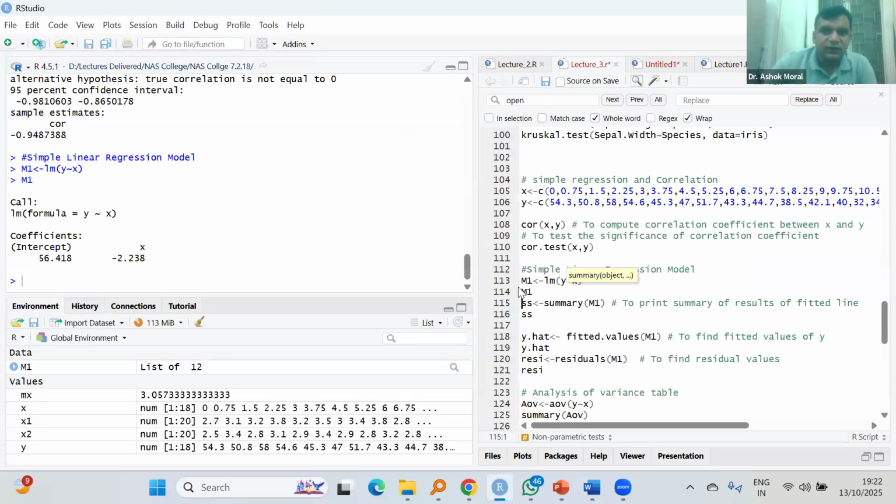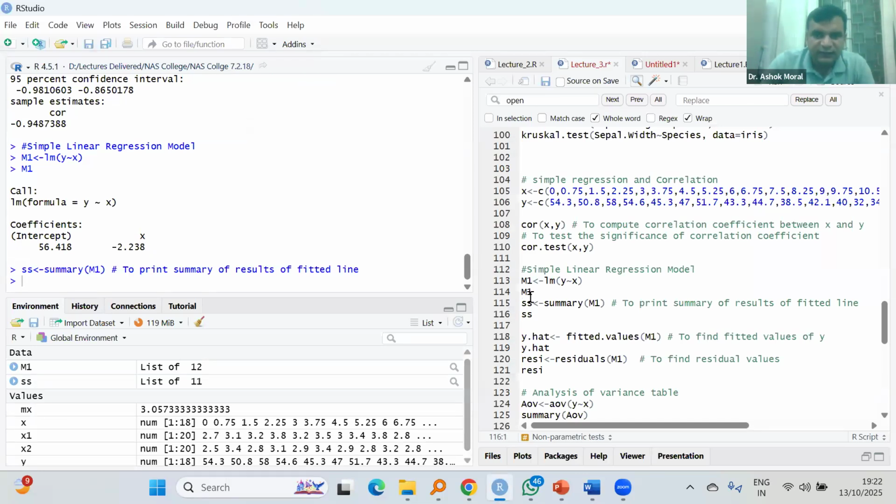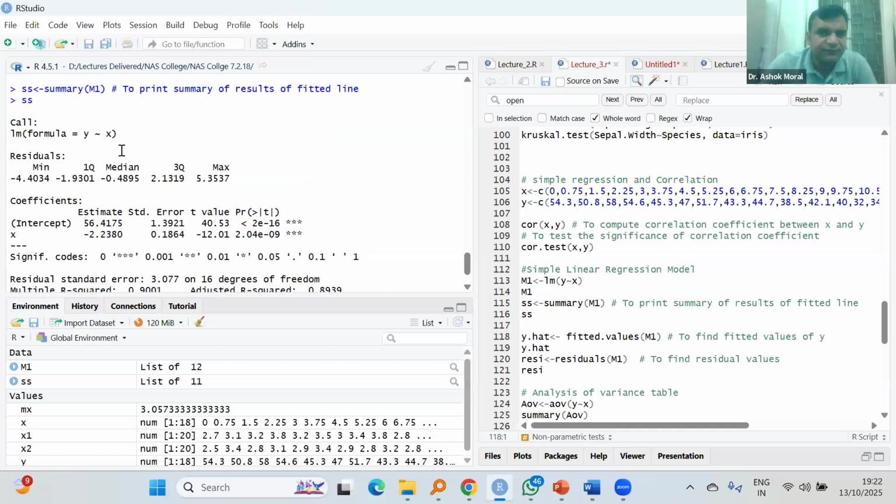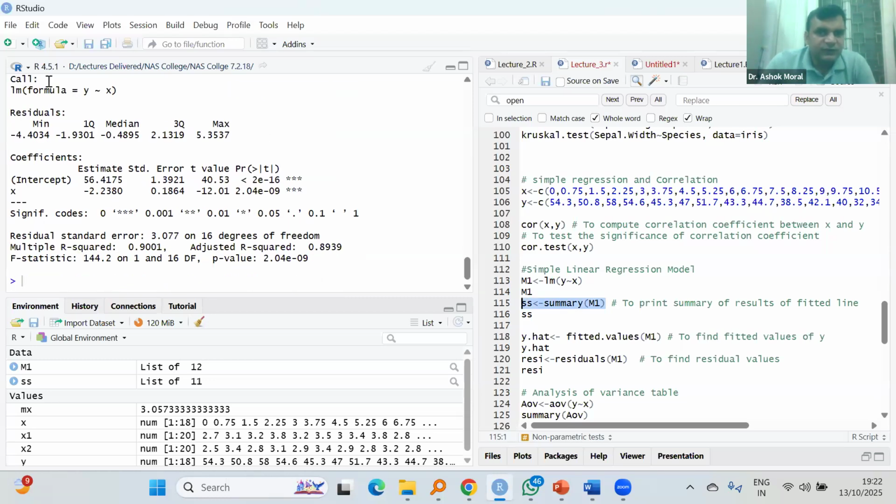So come to the next. Suppose you have been given this beta naught value and this is the beta 1 cap value, which you must have obtained from the simple linear model. If you write this down in this way, then you will have all the data set. Summary of M. These are the residuals, minimum, maximum, Q1, Q2 and Q3. These are the estimates of the coefficients and this is the significance value. It should be significant.